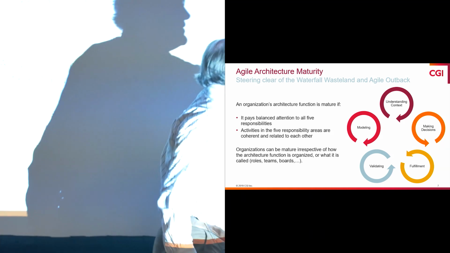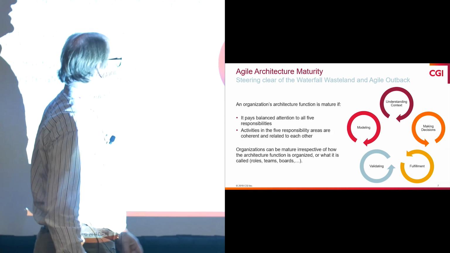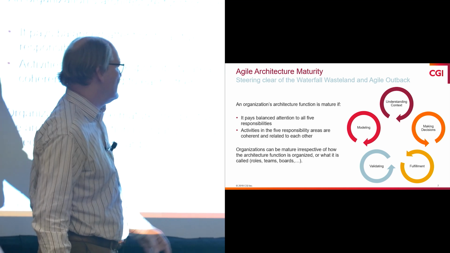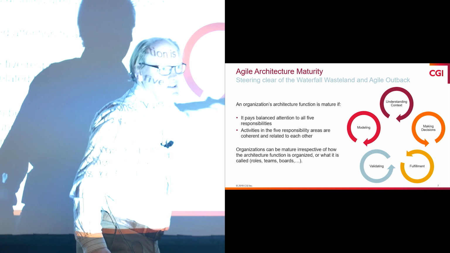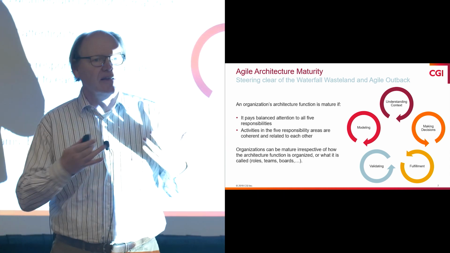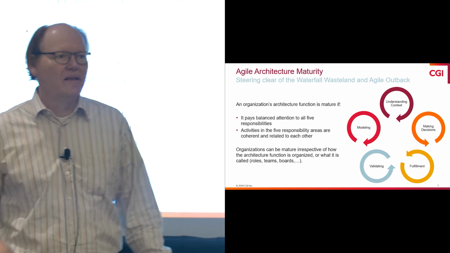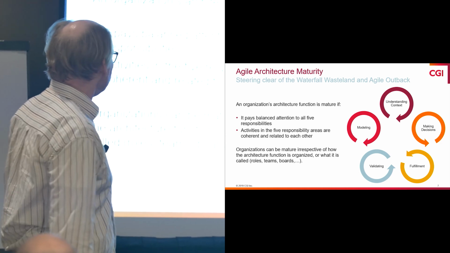Because there are just too many layers in between, too many indirections. Or the decisions and the models have nothing to do with each other, or the models are made but they're not validated, they're just executed, etc. So all of this has to be coherent and corresponding to each other.